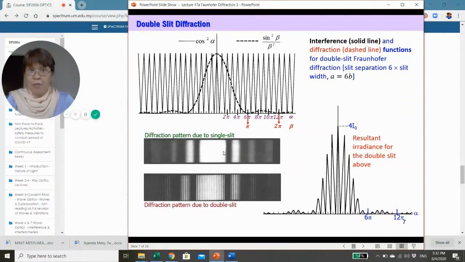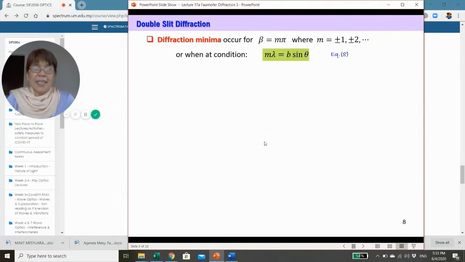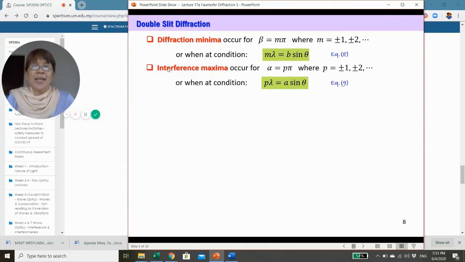You see a bright central maximum for single slit, but when you put a double slit, then you find that within that central maximum, there will be an interference pattern. So this is a combination of diffraction and interference due to double slit. Now, diffraction minima occur when beta is equal to integer multiples of pi, or when this condition is met: m lambda equals b sine theta. Whereas interference maxima, not minima, maxima occur when alpha equals p pi, whereby p is also an integer, positive or negative 1, positive or negative 2, and so on. Or when the condition p lambda equals a sine theta is met, where a is the slit separation and b is the slit width.